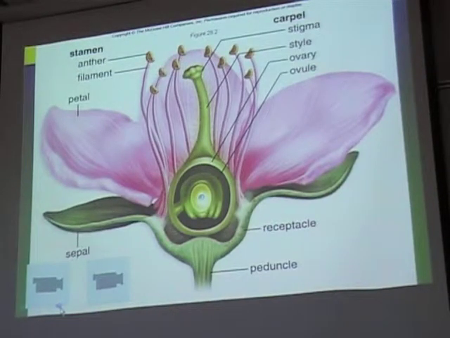Here's another picture. And it gets a little bit more involved. There are specific parts of the stamens and pistils. Now here in this figure they call it the carpel. The pistil can also be called the carpel. There's 2 names for the same thing.